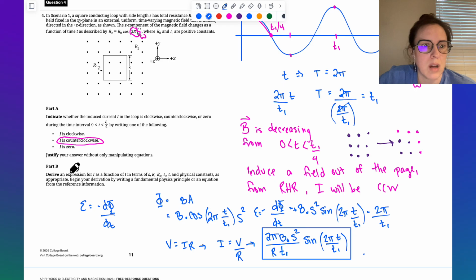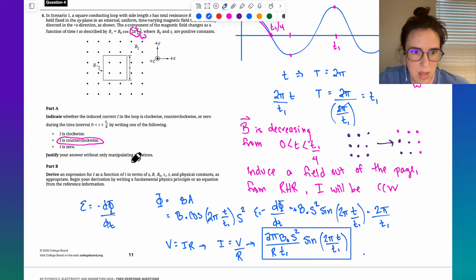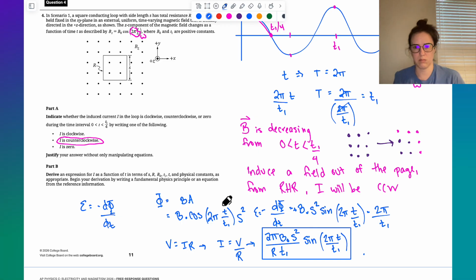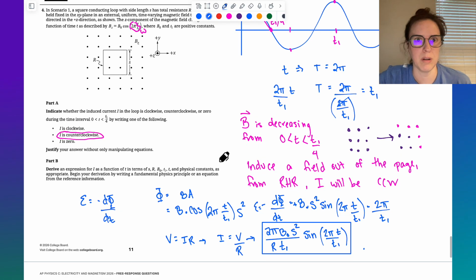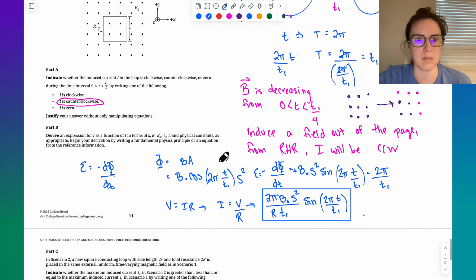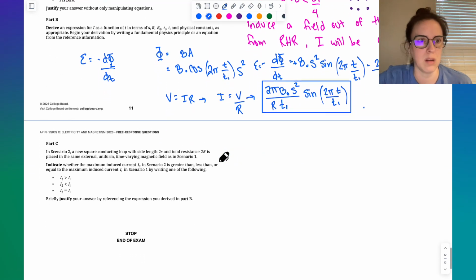Okay, so derive an expression for I as a function of time t. So let's just make sure we don't have any things we're not supposed to. So S, check. B naught, check. T1, allowed. R, allowed. T, allowed. Okay, cool. We don't have anybody extra. We're good. All right. That was pretty straightforward. Love that. I love Faraday's law. It's my favorite topic, to be honest.